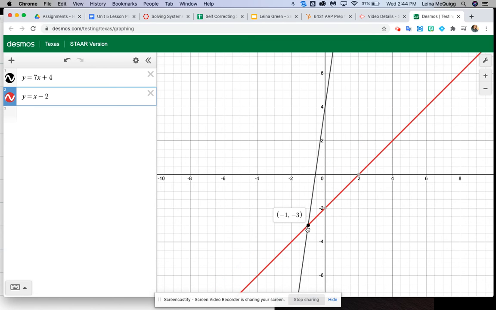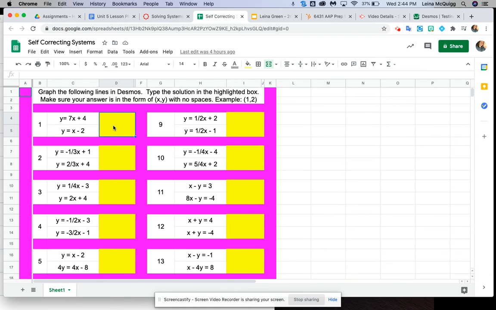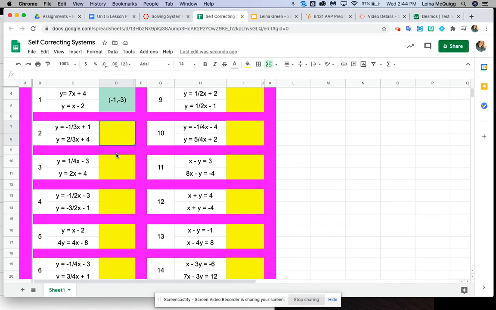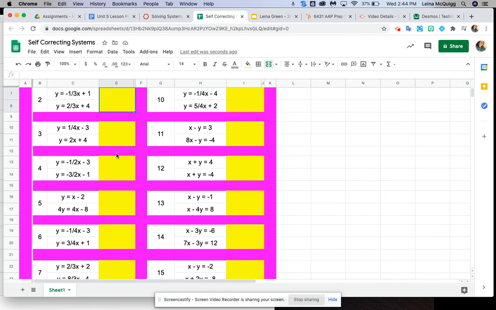These two lines cross, and they cross at -1, -3. So right here, I'm going to do -1, -3, and hit enter. It turned green. That means I got it correct. Okay? So let's see. Let's do another one.